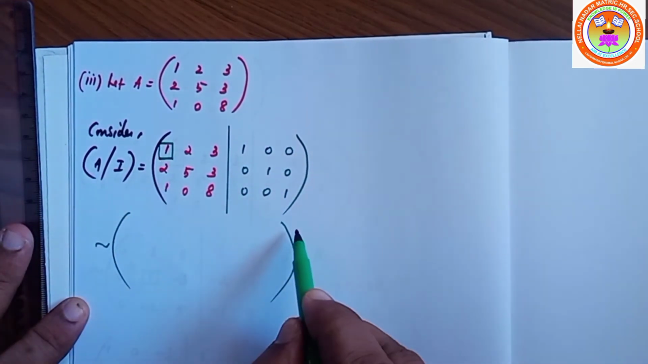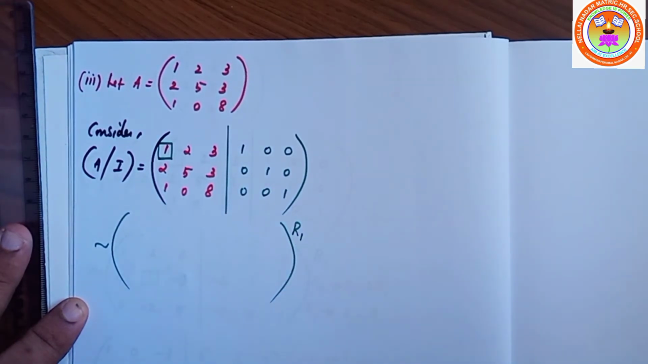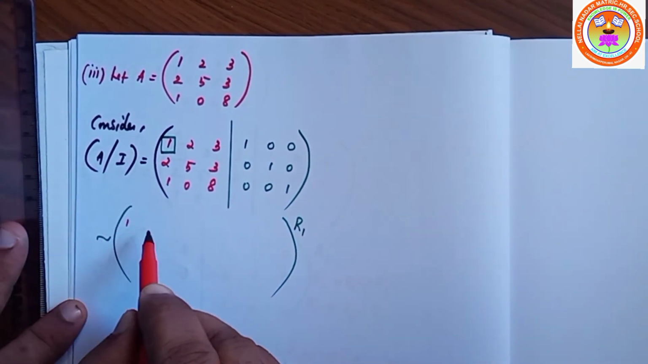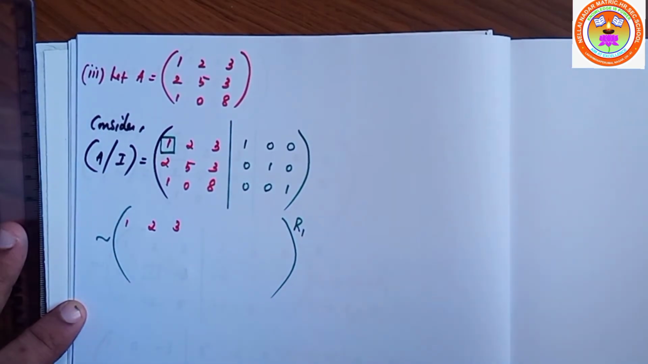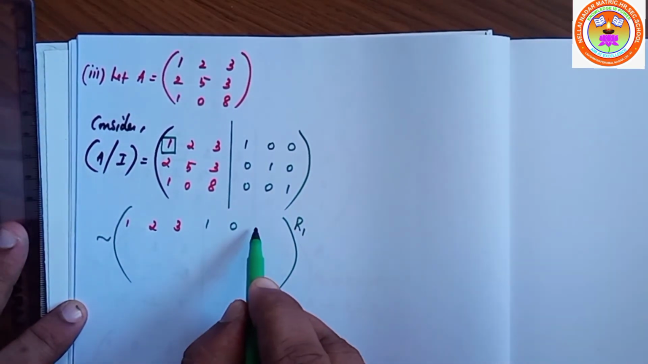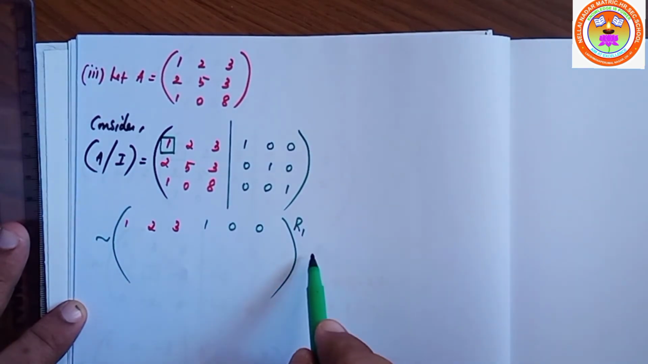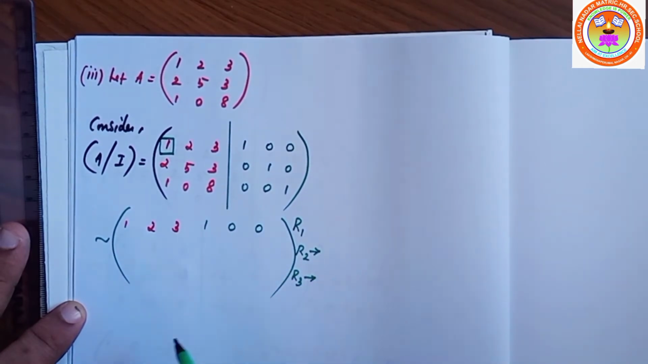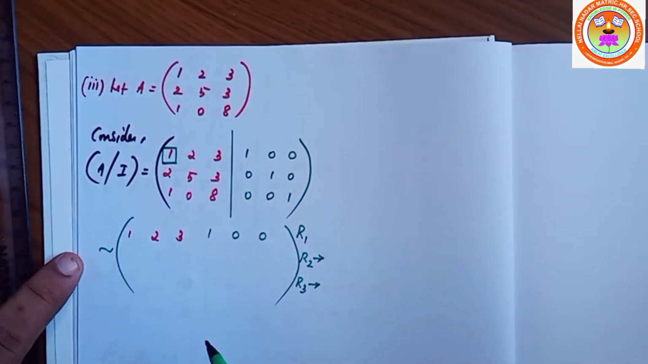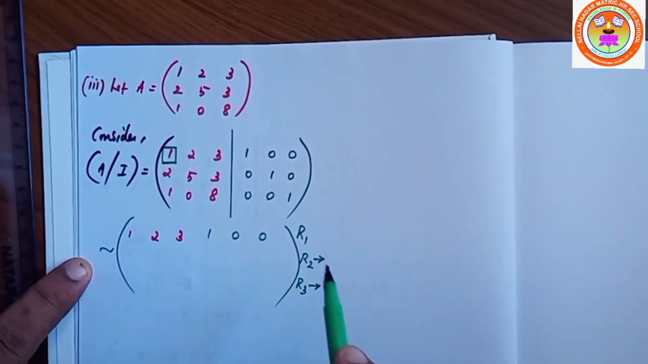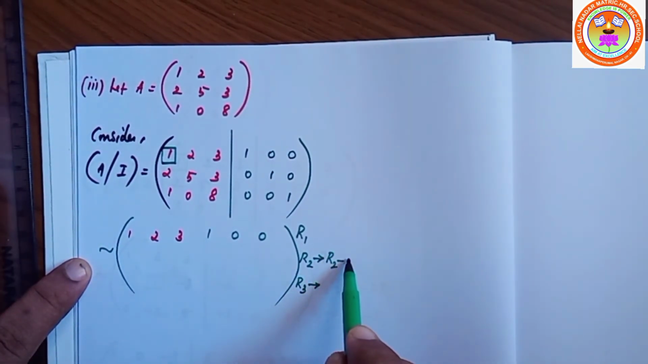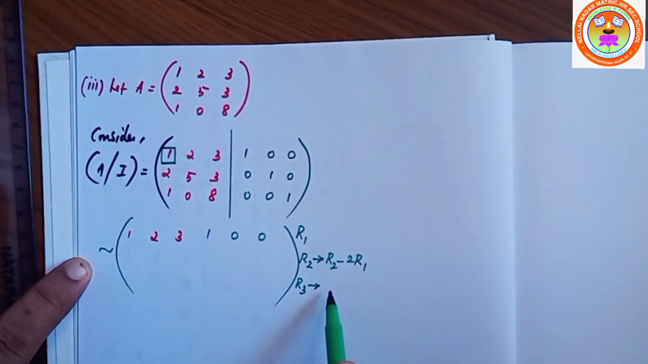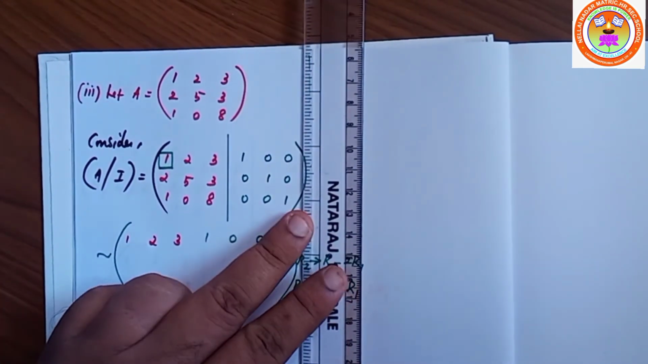So 1 is in first row, write R1 as it is. No change of R1. So that is 1 2 3 1 0 0. Now only two transformations, one for R2 and R3. R2, here 2 it has to be minus 2, so R2 minus 2 R1. R3, here 1, there also 1, okay, direct subtraction, R3 minus R1. Okay, so I do the calculation here.